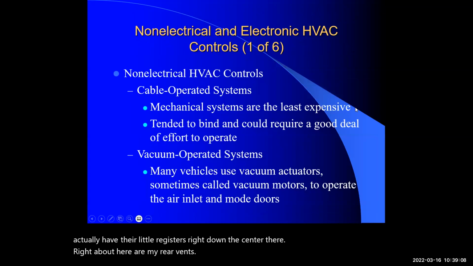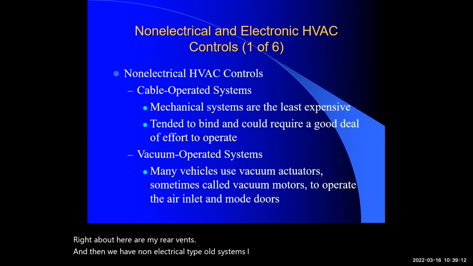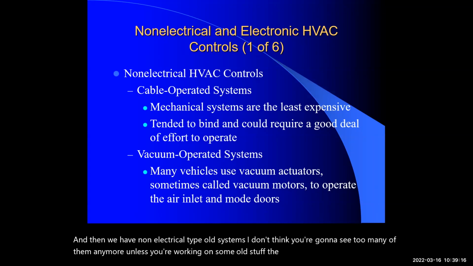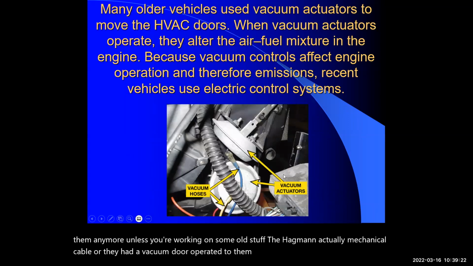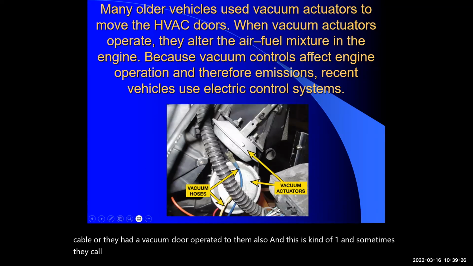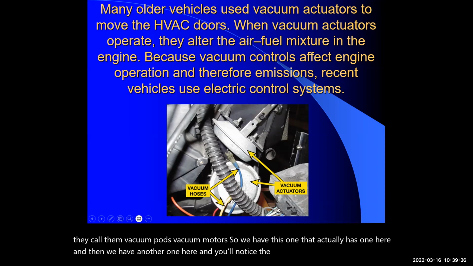And then we have non-electrical type old systems. I don't think you're going to see too many of them anymore unless you're working on some old stuff. They had an actual mechanical cable, or they had a vacuum door operated to them also. Sometimes they call them vacuum pods, vacuum motors. We have this one that actually has one here, and then we have another one here.